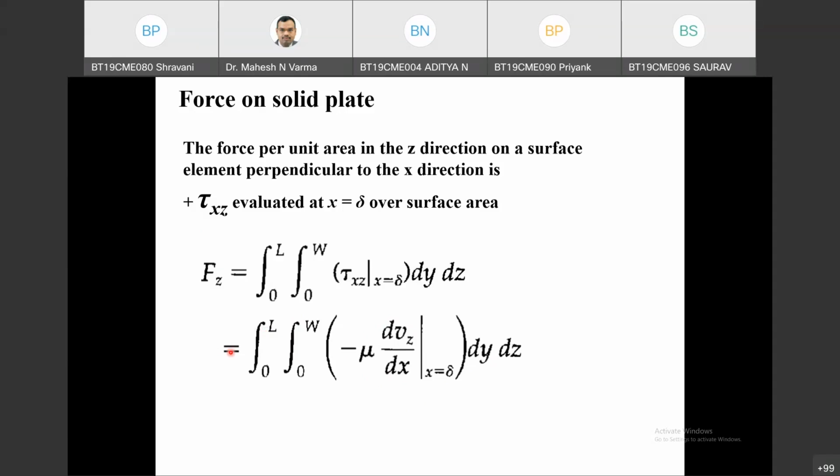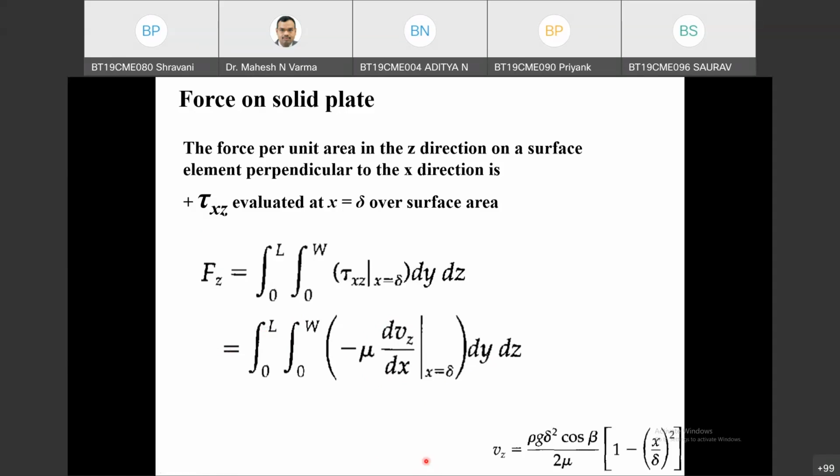Priyank? Sir, it will be LW into mu into rho g delta cos beta by mu. Rho g cos beta delta divided by mu.